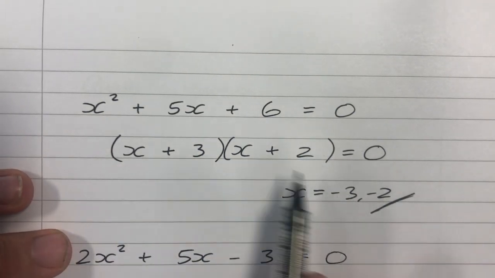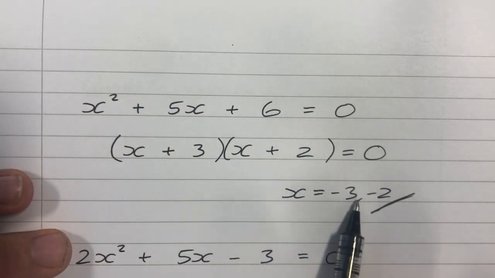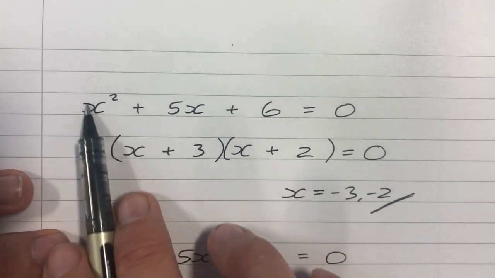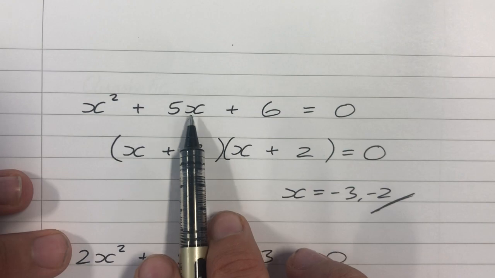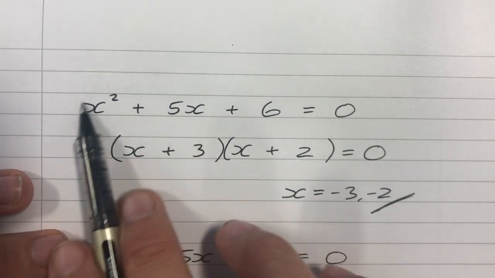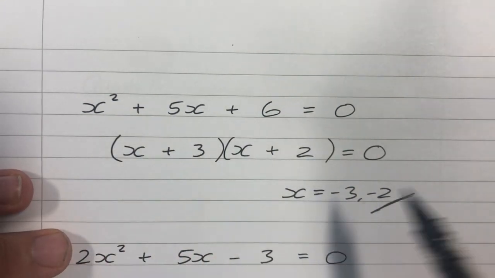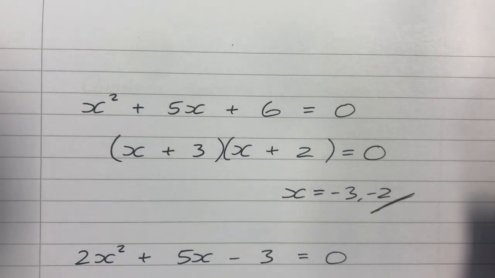And we can take those two solutions and run it through to make sure it works. Okay, minus 3 squared is positive 9. Positive 9 minus 15, because x is minus 3, is minus 6. Add the 6, it does equal 0, so it is indeed a solution to the quadratic equation.